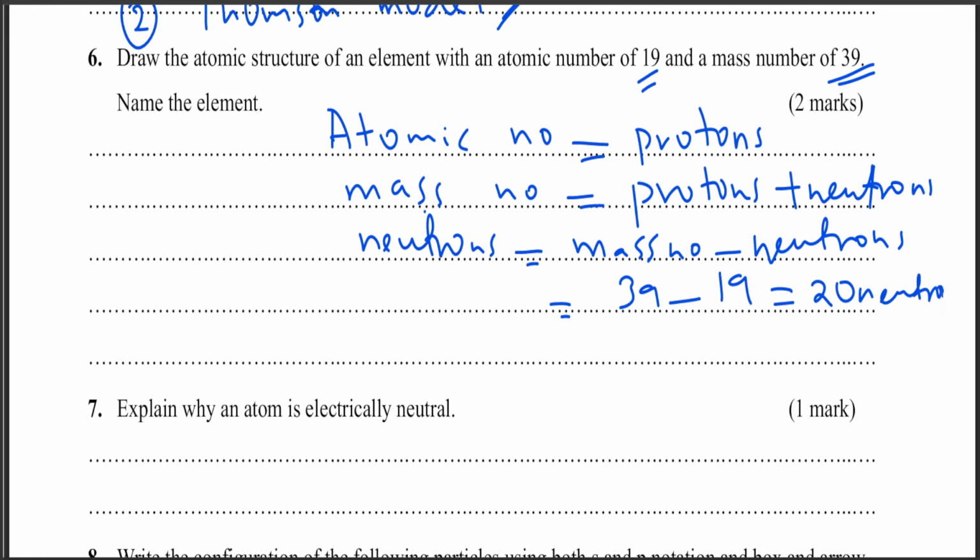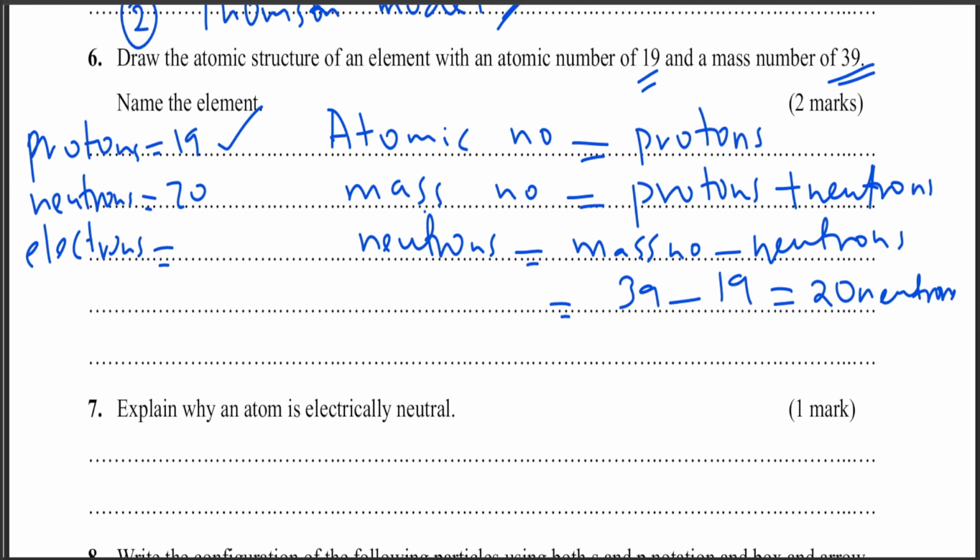The other thing that we need to know: we know the protons are 19 because of the atomic number. We know the neutrons now also, our neutrons are 20. We also know now the electrons. In a neutrally charged atom, the number of electrons is equal to the number of protons. So if you have 19 protons, it means that you also have 19 electrons. Now, which element is that? An element with 19 protons.